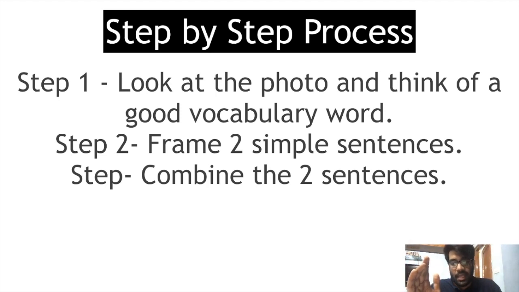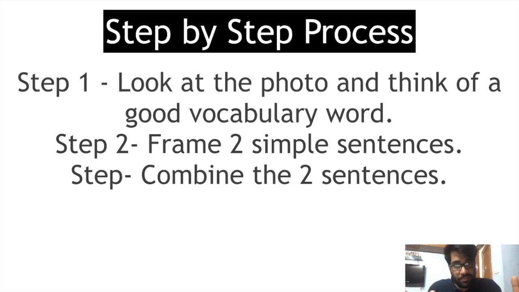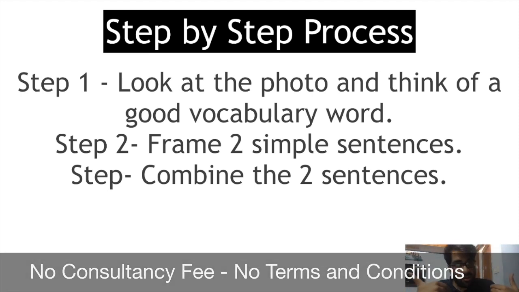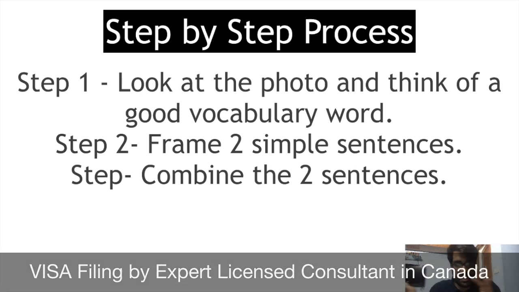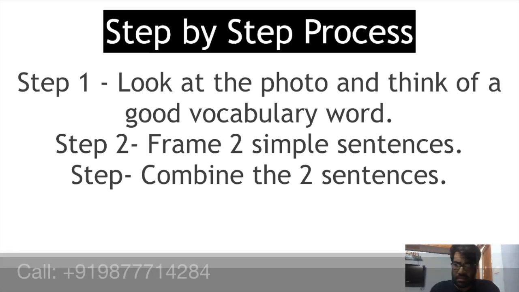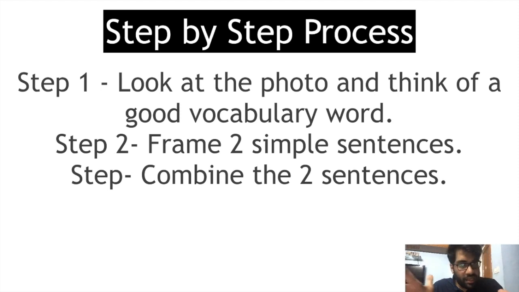Step 2: frame 2 simple sentences. What is a simple sentence? For example, "The plane is about to land" is a simple sentence. "The plane will be landing in Brussels." This is a simple sentence. "I want to go to Canada." This is a simple sentence. All these are simple sentences in which there is one subject and one object. Finally, combine these 2 simple sentences using a coordinating conjunction, and turn them into a complex sentence.